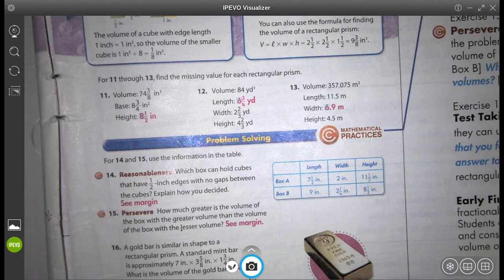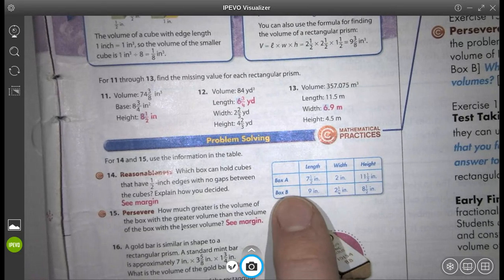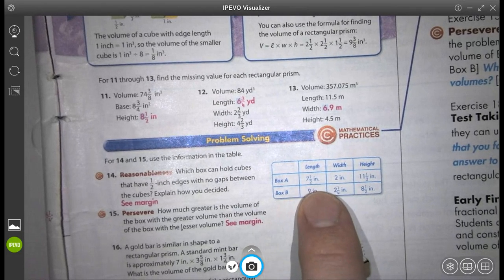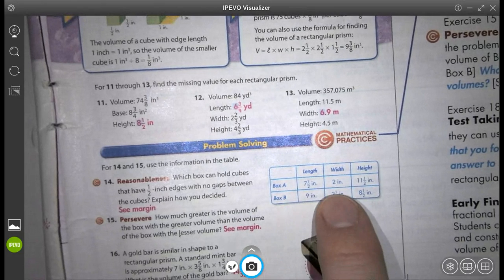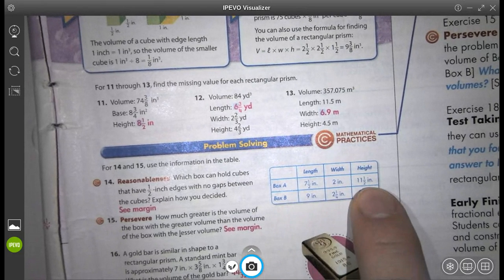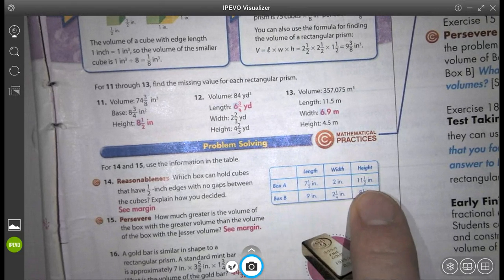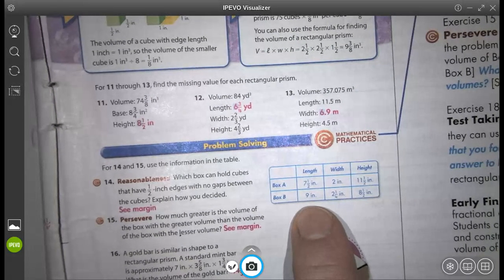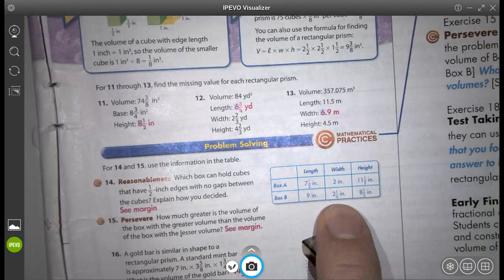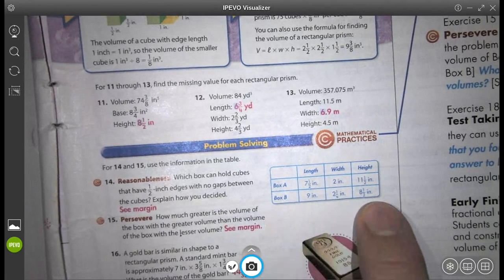Now let's look below, number 14. Number 14 is saying 1/2 inch edges. So this is kind of like numbers 1 and 2, right? We tried to figure out how many 1/2 inch cubes can fit into it. So a 1/2 inch cube can fit into 7.5 evenly. If we look at box A, it can fit into 7.5 evenly. A 1/2 inch cube can fit into 2 inches, and a 1/2 inch cube can fit into 11.5 inches evenly. Then if you look at box B, it can fit into 9 inches evenly, but it cannot fit into 2 and 1/4 inches evenly. So a 1/2 inch cube cannot fit along the width of box B. It can along the height though.